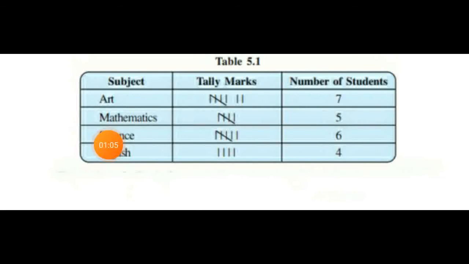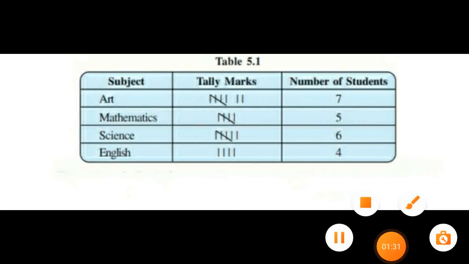Mathematics is liked by 5 students, science is liked by 6 students, and English is liked by 4 students. This is known as the frequency of the subject. Frequency gives the number of times that a particular entry occurs. From the table, the frequency of students who liked English is 4. The table made is known as a frequency distribution table.